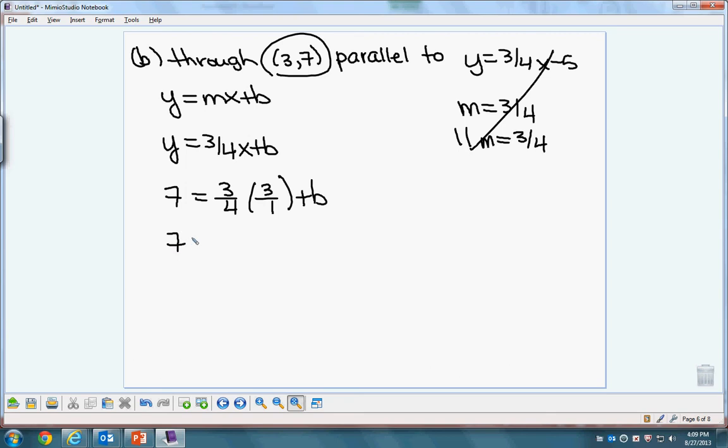So 7 equals 9/4 plus b. You have to get b alone, so subtract 9/4 on both sides. Use your calculator if you want to. And you get 4 3/4. So on this one, when you get your final answer, it's going to be y equals 3/4 x plus 4 3/4.